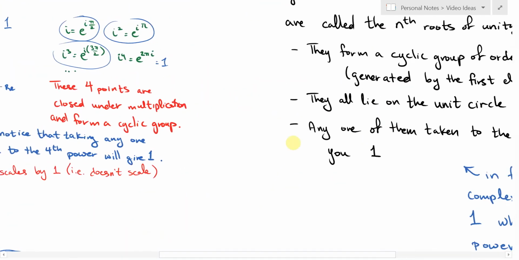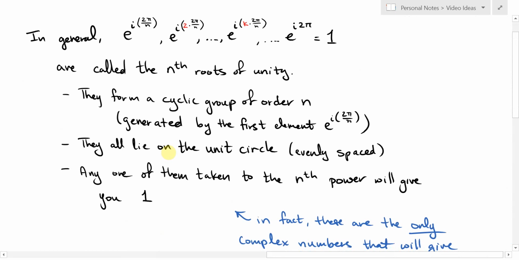So in general, you can do this for any n, and that means what you would consider is e to the i 2 pi over n, and then you would take e to the i 2 pi over n multiplied by 2 up in the exponent, and then multiplied by 3, by 4, and so on. In general, e to the i k times 2 pi over n for all integers k, running from 1 through n, until you finally get to e to the i 2 pi over n times n, and of course the n's cancel and you just end up with e to the i 2 pi, which is equal to 1, the identity element.